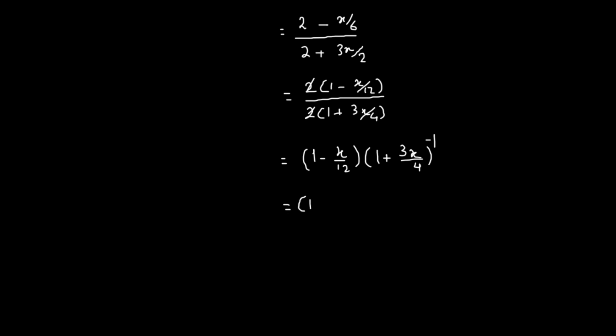So the first term will remain as it is, so 1 minus x over 12 times 1 minus thrice x over 4. We multiply the two expressions, and that gives us 1 minus thrice x over 4 and minus x over 12, which when combined will give us 1 minus 5 over 6 times x. So this is the required value. Let's go to the next question.